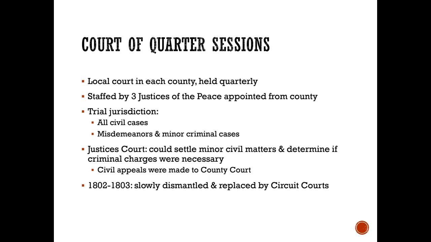There was also something called a justices court. So a justice of the peace could individually settle a minor civil matter, or they could determine if criminal charges were necessary and they needed a full court. Any kind of civil appeals from these justices courts were actually made to the county court, or they could go to the Court of Quarter Sessions, but it was usually the county court where they appealed them. This wasn't a very long-lasting court after we became a state, as by 1802 to 1803, they actually started slowly dismantling them and replacing the Court of Quarter Sessions with the circuit court system. That's actually not until further into our second Constitution that started to happen.